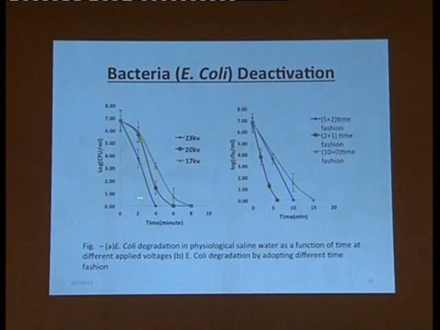You can see that a bacterial concentration of around 10 raised to 7 log, not 10 raised to 7 numbers, could get reduced within 4 hours when a voltage of 23 kilowatt is applied. As the voltage reduces, the time is increasing. Here, instead of giving the continuous pulse, we have given 5 minutes on and 2 minutes break like that, and we could get almost similar results.